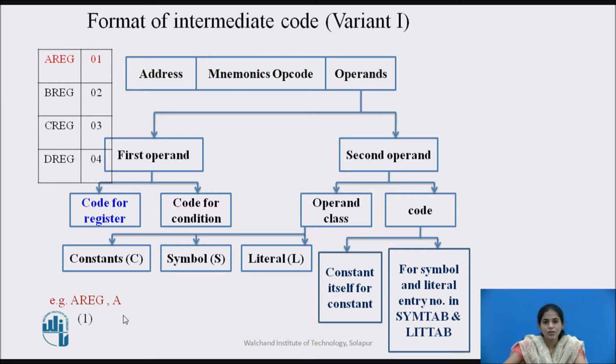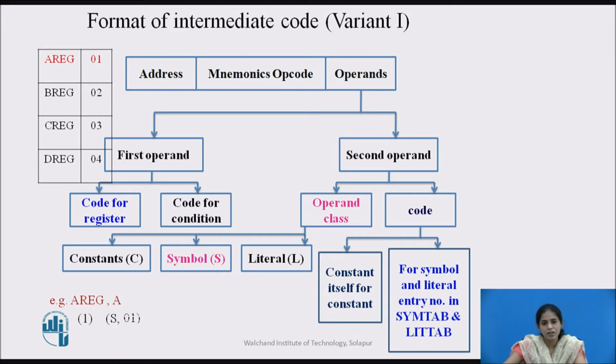Now next we have to specify the second operand as operand class and code. Here the second operand is A. So what is the operand class? It is a symbol. So that's why here we specify capital S. And here we have to specify the code for that operand. Here it is a symbol, so we have to specify the entry number of that symbol in the symbol table.